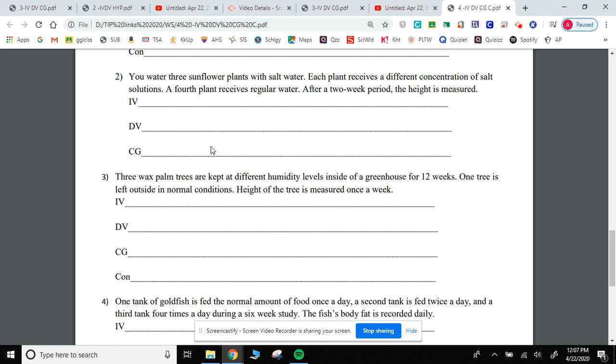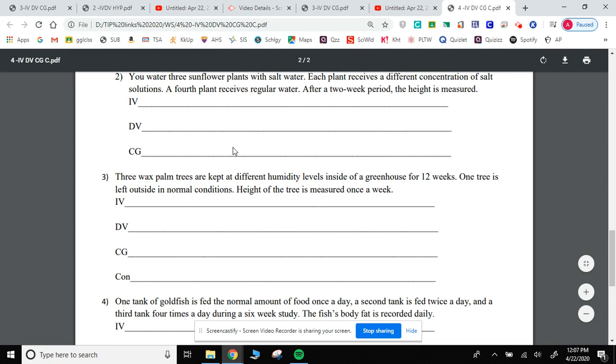Number two on the back, the independent variable here is the concentration of salt water, the amount of salt in the water, something along those lines. Dependent variable is the height of the plant after 2 weeks. The control here would be the plant that gets the regular water. Again, the control is the no treatment or the normal situation. And again, they didn't ask for constants, but there should be several, including the same sunflower plant, the same soil, the same amount of sunlight, et cetera, et cetera.